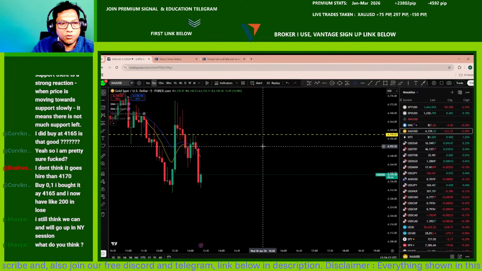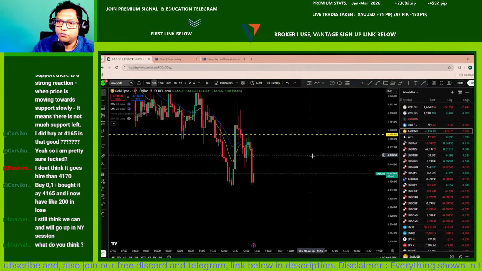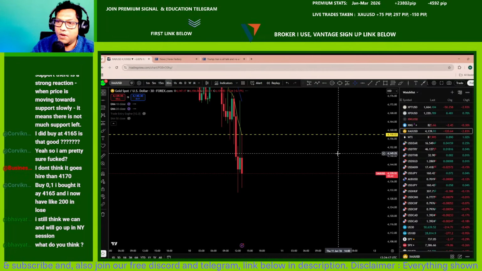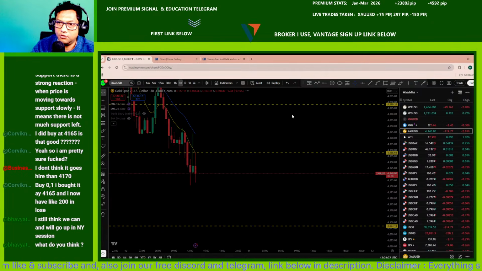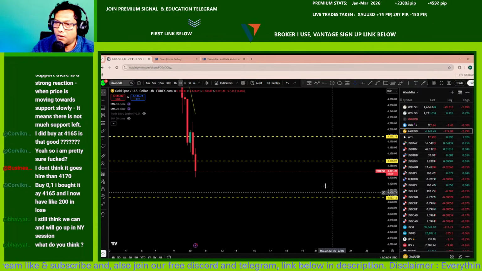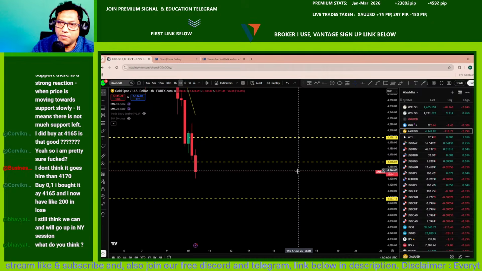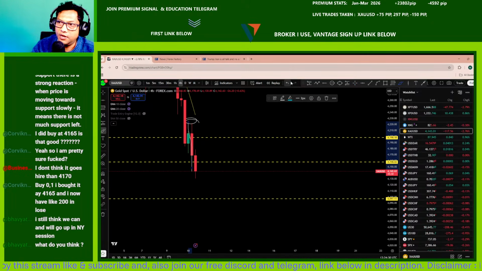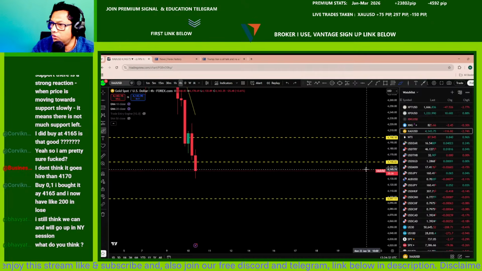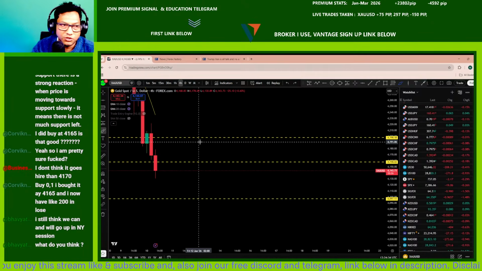I still think we can go up in the New York session. The market might get a little push up for a pullback. But if you look at this, this is the 4-hour bearish engulfer, and the current candle will be closing in 30 or 35 minutes.